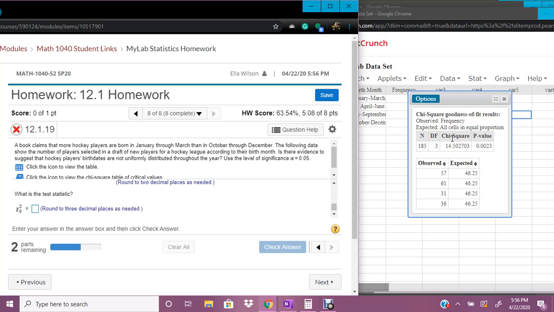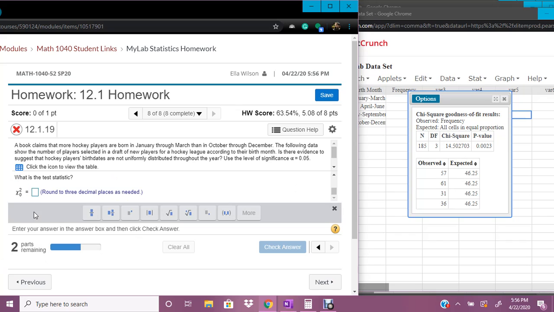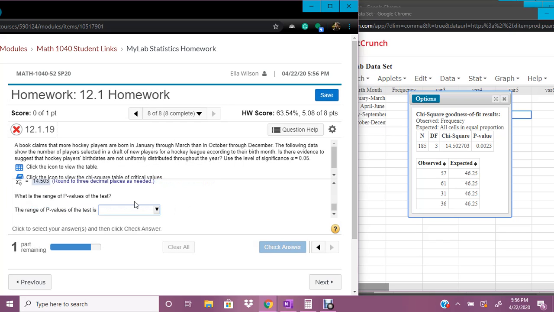And then the test statistic is just this chi-square number right here. It's kind of confusing because it's not labeled test statistic. So that's just something you'll want to remember, and you might want to jot that down on your note card. I don't know how many of these questions will be on the test, but if you have a hard time remembering that, I might do that. Our p-value is pretty low.